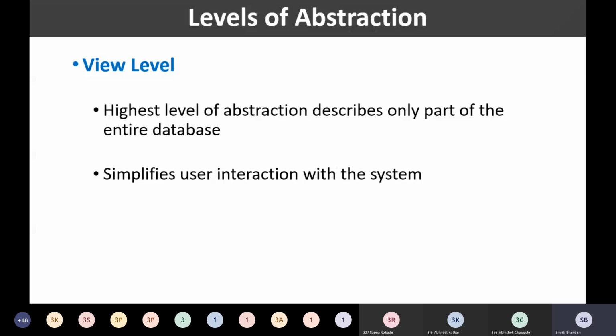What I mean by that: at the logical level, the application programmer and the database administrator have designed the database. They have mentioned what they want to store, the data types required to store that kind of data, and so on. At the physical level, the system takes care of how that data needs to be stored. Now what is the view level? It is the highest level of abstraction, and it describes only some part of the entire database.